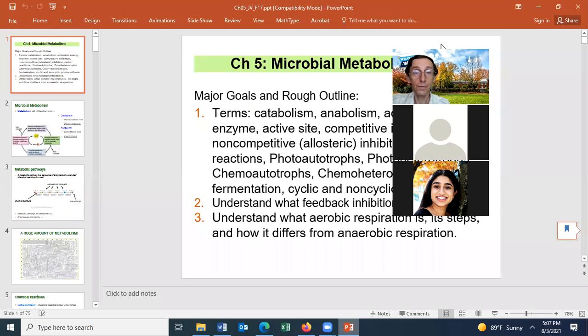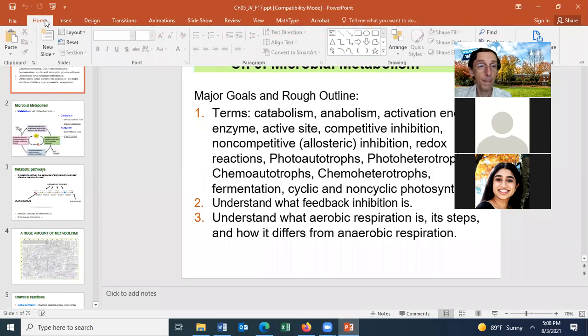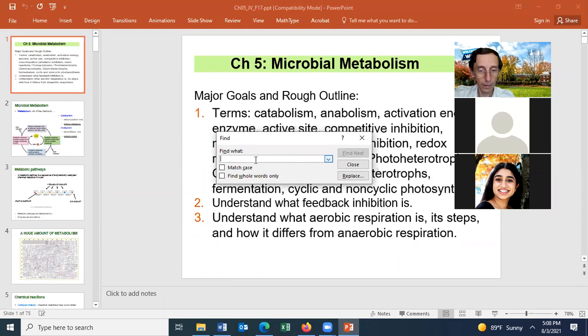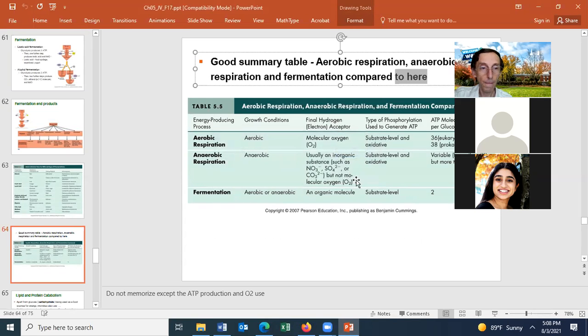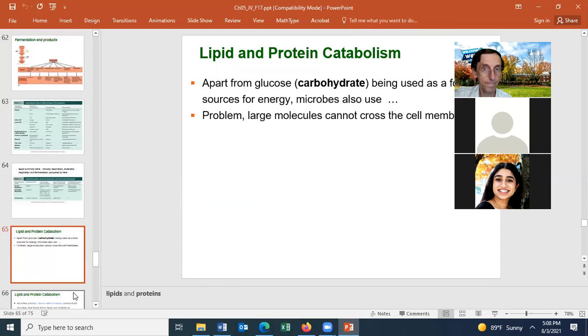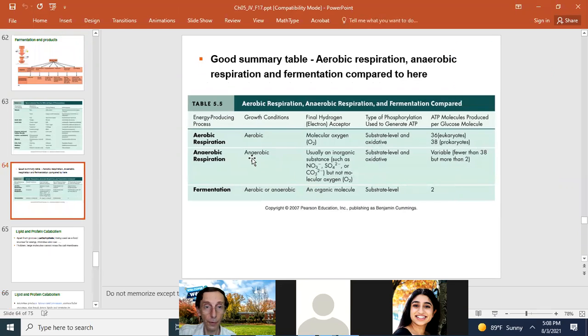Let's go to chapter 5, microbial metabolism. Hopefully we're near the end. Yeah, we finished talking about comparing aerobic respiration with anaerobic respiration with fermentation. And we talked about this table. Any questions about anything?